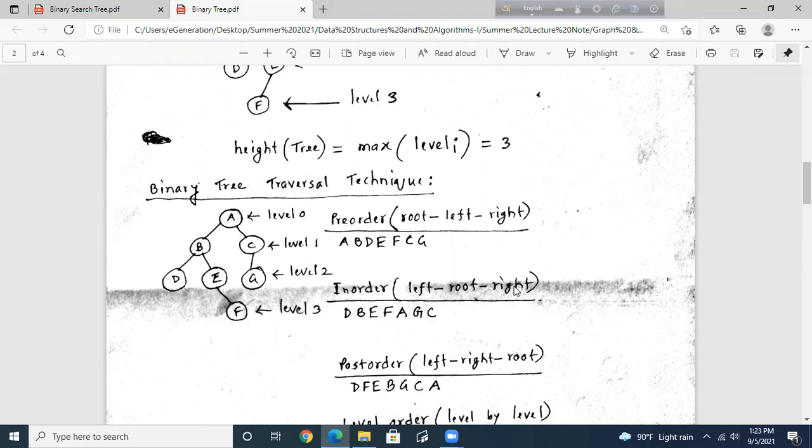But in-order and post-order are difficult with respect to pre-order.